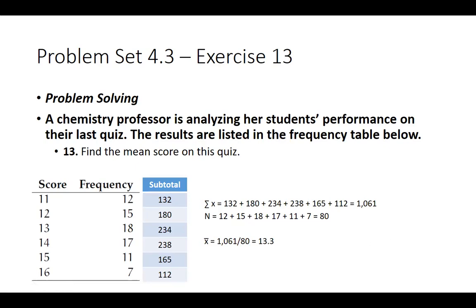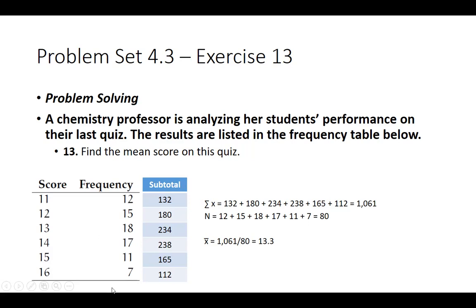Number 13. A chemistry professor is analyzing her students' performance on their last quiz. The results are listed in the frequency table below. 13 says to find the mean score on this quiz. So we do the same thing we did in the last question. It's given as a frequency table, which is shorthand for a table that has 12 11s, 15 12s, 18 13s, 17 14s, 11 15s, and 7 16s.